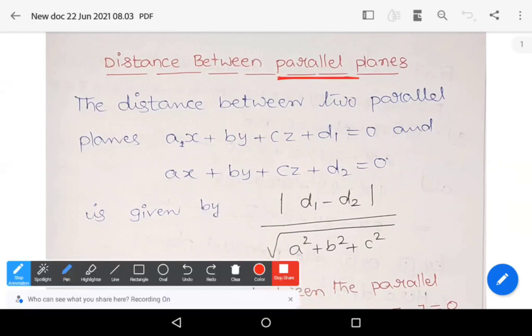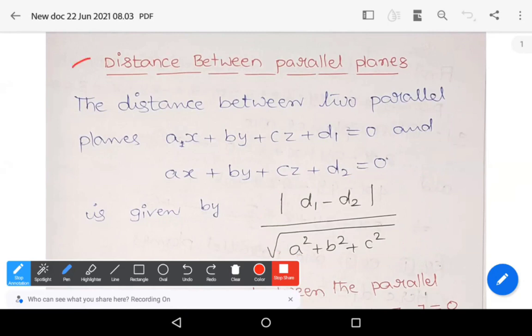Distance between parallel planes. The distance between two parallel planes Ax + By + Cz + D1 = 0 and Ax + By + Cz + D2 = 0 is given by mod D1 minus D2 divided by square root of A square plus B square plus C square. The distance between two parallel planes is given by the formula |D1 - D2| / √(A² + B² + C²).